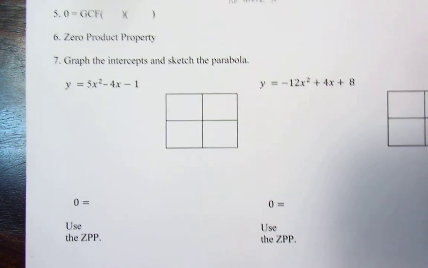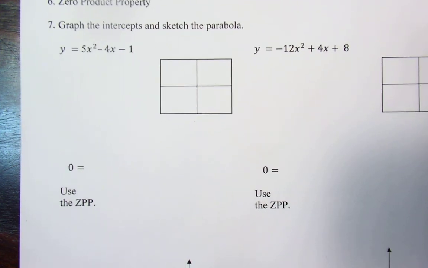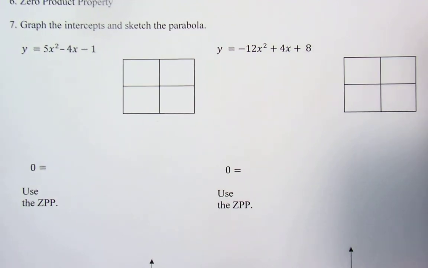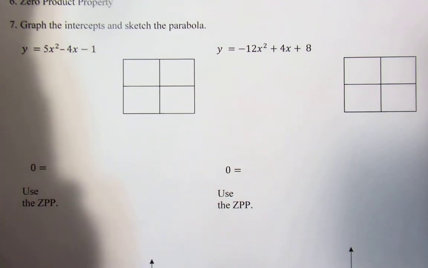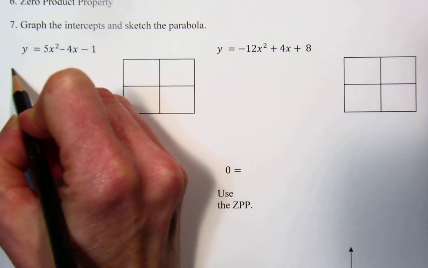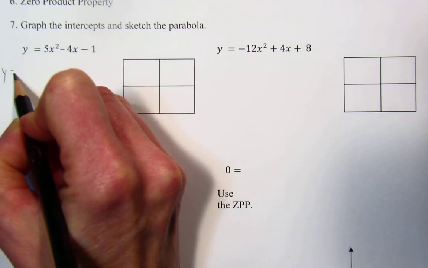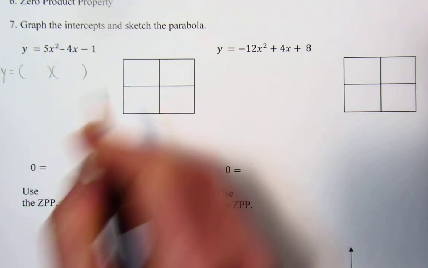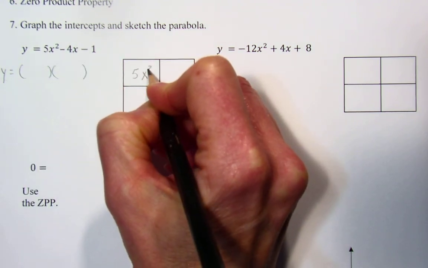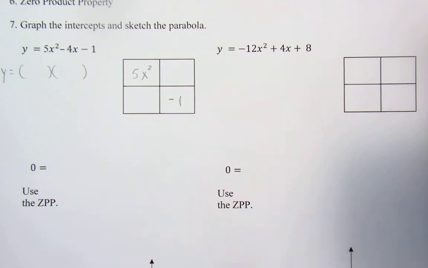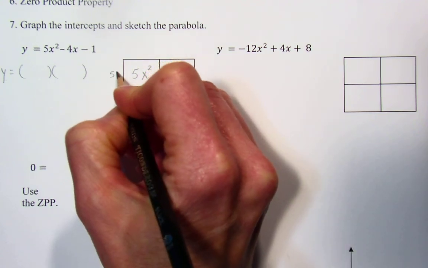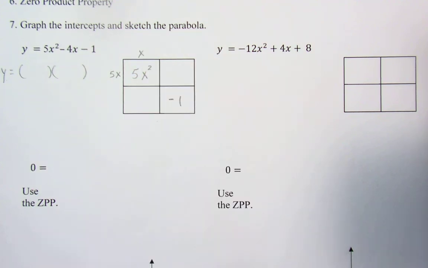So let's graph these intercepts and sketch these parabolas. First of all, I ask myself, do I have a GCF? In this first example, I do not. So I have to figure out what are the factors that are going to multiply together to make this. Write the first term here, write the last term here. What times what makes 5x squared? That would be 5x times x.